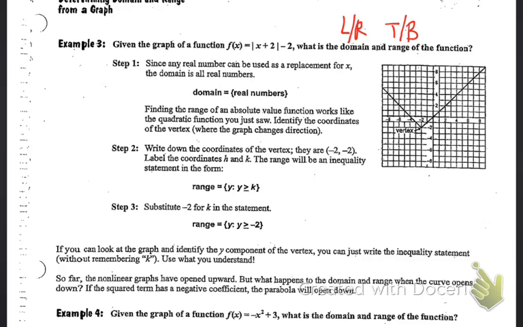So finding the domain, again, these lines are going to continue moving to the left and to the right. So if there are no restrictions, then we have all real numbers. With our range looking top to bottom, I can see where my point is, and it's not going past -2. It is continuing to go up. So I just have to make sure that I write that y is greater than or equal to -2. There are no restrictions as far as the top goes, only the bottom.